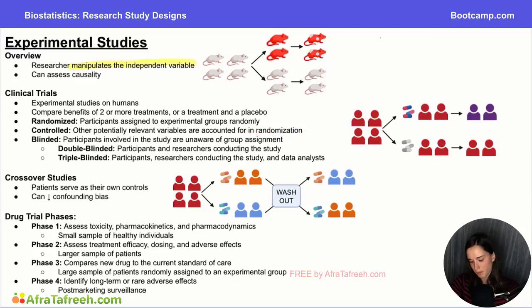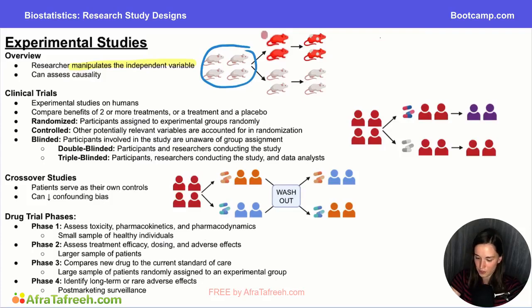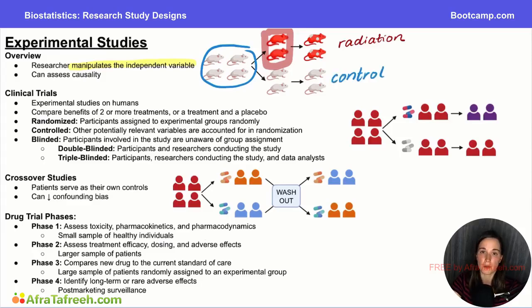tumor development. We could take a group of mice and assign half of them to a group that is going to receive radiation. And then we would leave the other half unexposed to radiation, and that's going to serve as the control group, which serves as a comparison group for the mice that are receiving the radiation.